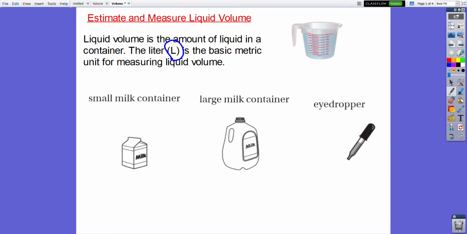What is the tool that I will use to find the volume of any liquid? Look at this picture here. It's like a measuring cup, but it's bigger than the measuring cup. We call it a beaker.